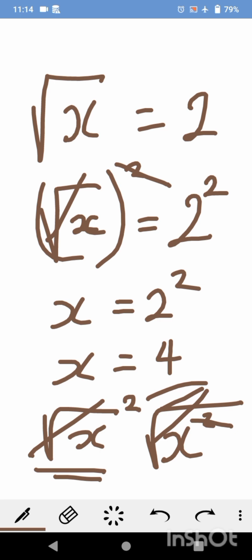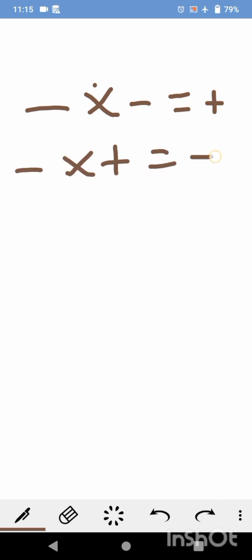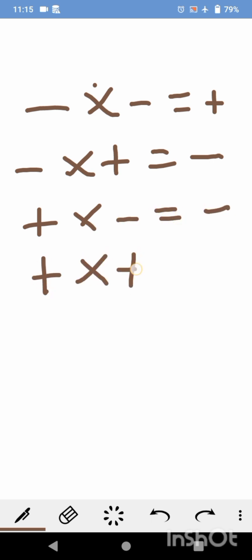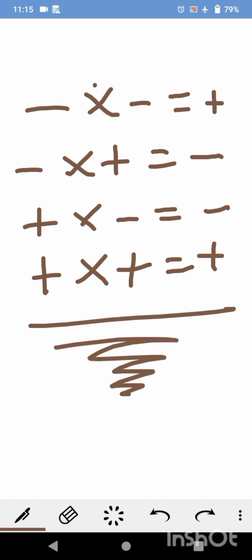That's the idea. Let's look at other questions on two-step equations. Before we go to other two-step equations, let's not forget that minus times minus is equal to plus, minus times plus is equal to minus, plus times minus is equal to minus, plus times plus is equal to plus. These are basic things we need to know too. Alright, so let's go to two-step equations.